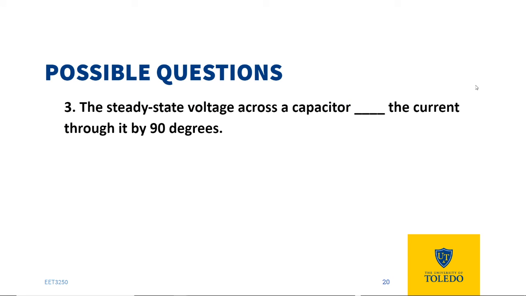Possible question number 3. The steady state voltage across the capacitor blank the current through it by 90 degrees. Here's a hint. We're looking for either leads or lags. Do you know what it is? The answer would be lags.